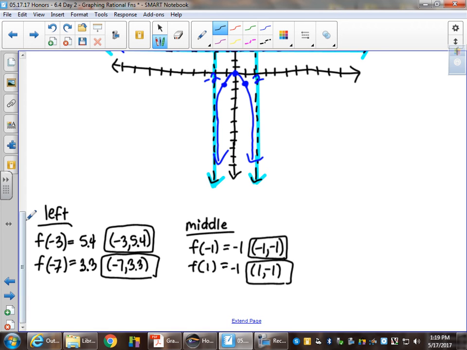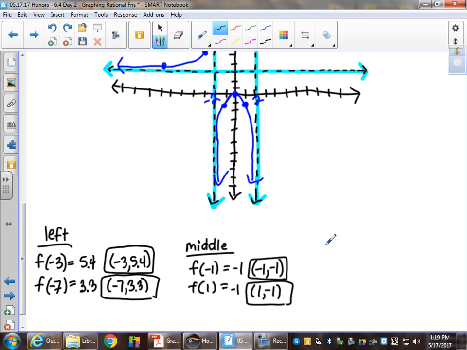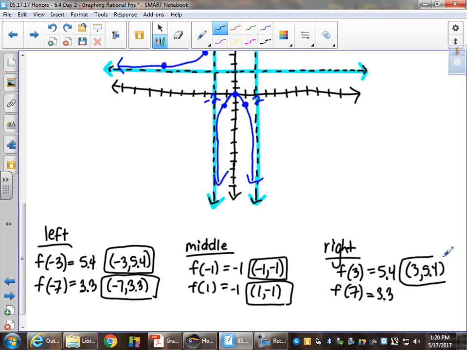And then finally to the right, I'm going to go with f of 3 and f of 7. Pull those values from your graphing calculator again. So I go to my table. F of 3 is positive 5.4. And then f of 7 is 3.2667, which we will round to 3.3 for graphing sake. So this is 3 comma 5.4. This is 7 comma 3.3.